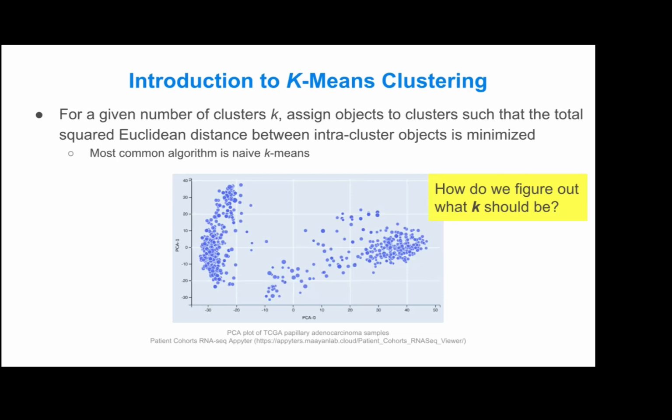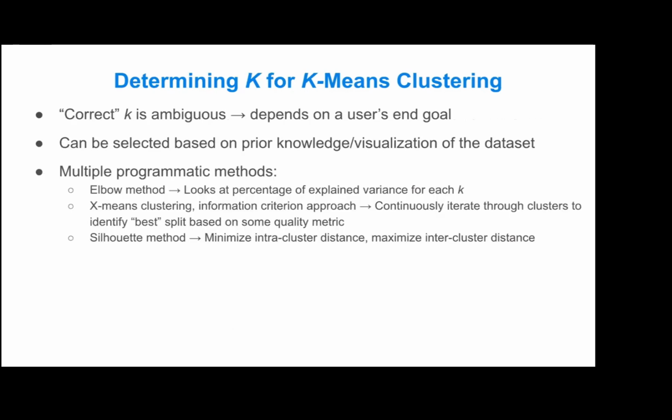But one question that you might have right now is how do we actually figure out what the k should be? The correct k is kind of an ambiguous concept because part of it does depend on your end goal. Do you want really granular clusters, a lot of small clusters, looking at something very specific, or do you want to see very broad divisions across your data? For that reason, often you can select k if you have a lot of prior knowledge of the data set, or maybe, like we mentioned earlier, if we have some kind of visualization of the data set where we can start guessing what k is.